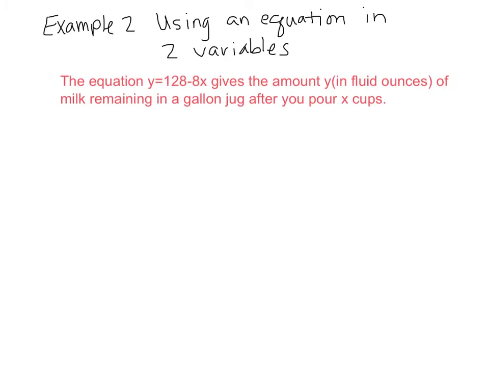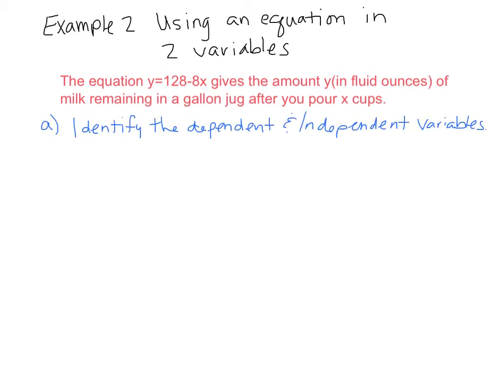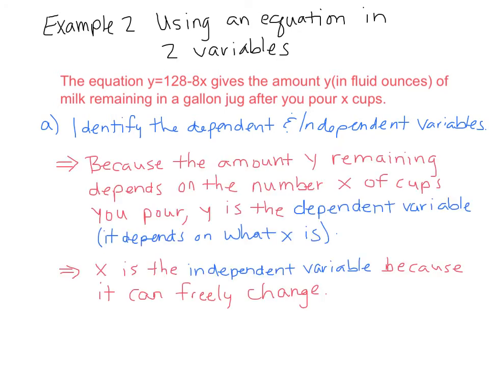Example 2, using an equation in two variables. So they give you directions like this. It says the equation y equals 128 minus 8x gives the amount y in fluid ounces of milk remaining in a gallon jug after you pour x cups. Your first step is to identify the dependent and independent variables. Okay, follow with me here. This isn't actually as hard as it seems.